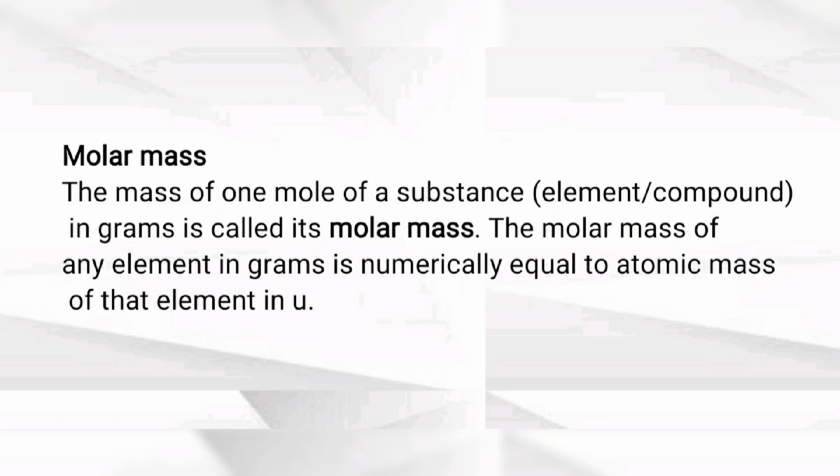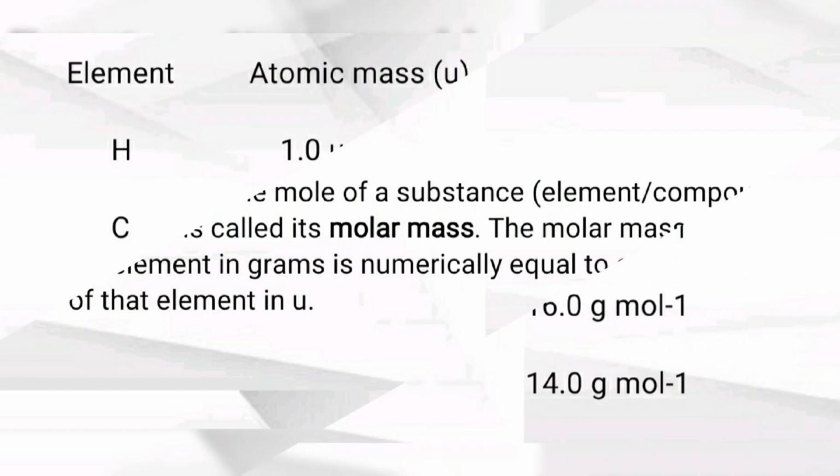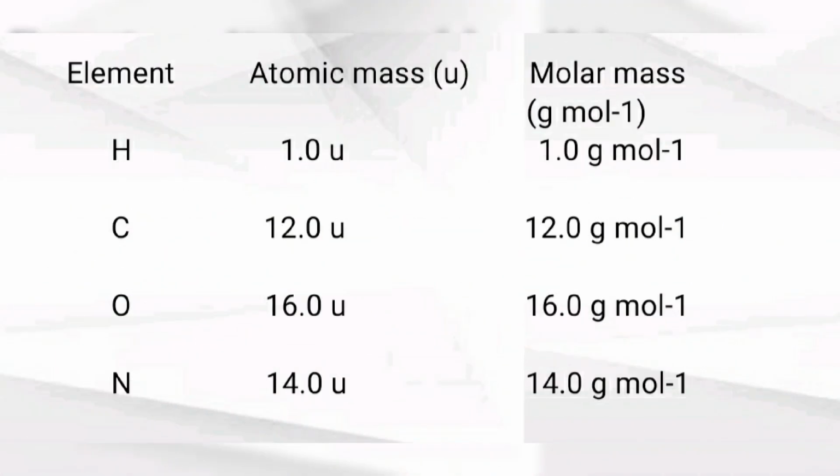The mass of 1 mole of a substance, that may be an element or compound, in grams is called molar mass. The molar mass of any element in grams is numerically equal to the atomic mass of that element in units. See, for example, the hydrogen element: its atomic mass is 1 unit and its molar mass is 1 gram for 1 mole. It means atomic mass value and molar mass value are the same, only their units are different.